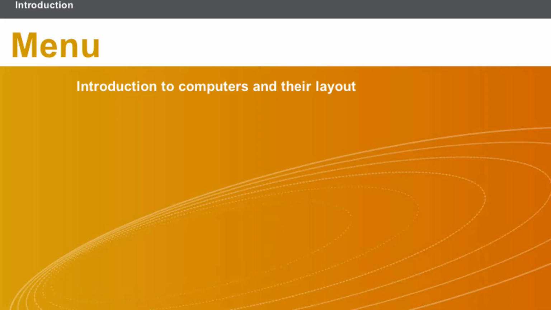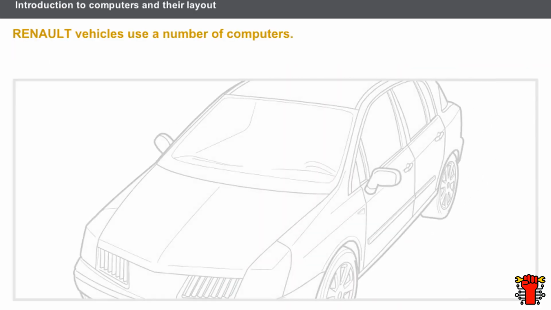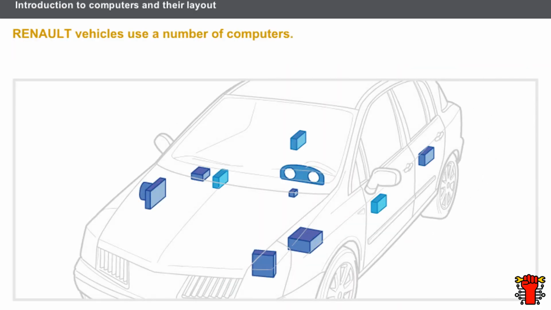This lesson will cover the following topic: Introduction to computers and their layout. Renault vehicles use a number of computers. The computers perform millions of operations each second in order to deal with the various systems.